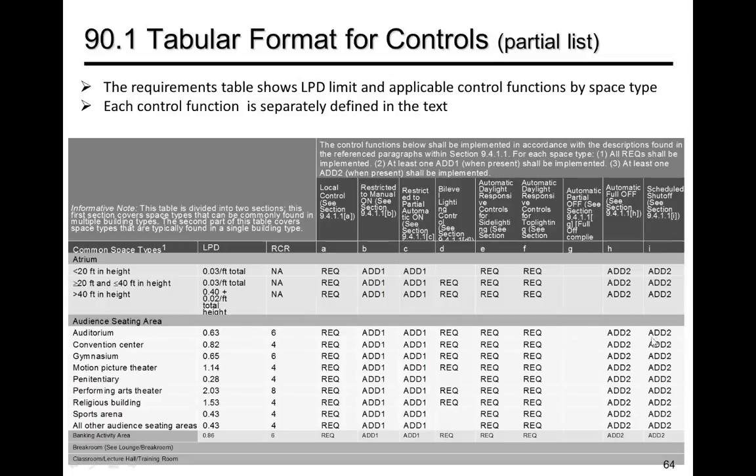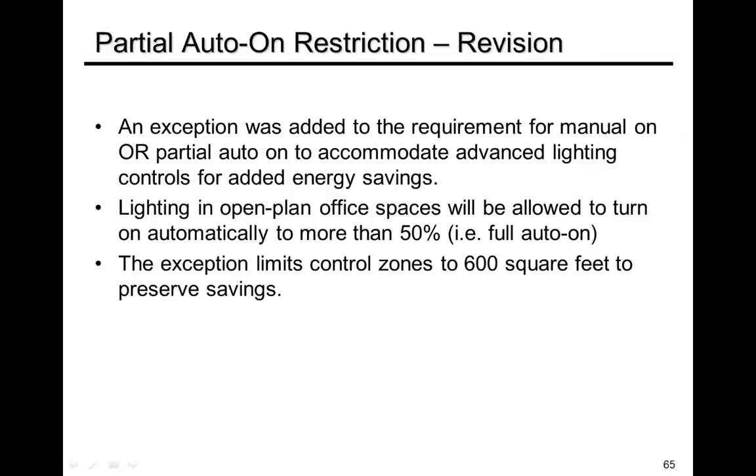That means you have to pick one of those two columns and add that requirement. And this goes on for several pages with each of the space types. If we look, next slide, looking at what I think are significant changes to the controls was a revision to the full-on partial auto-on restriction.